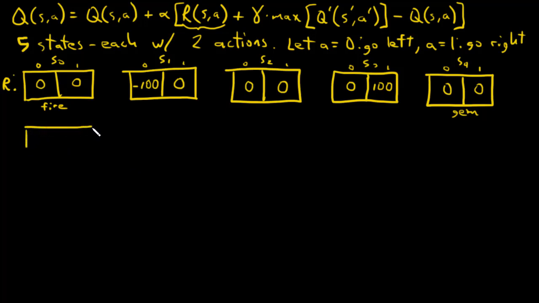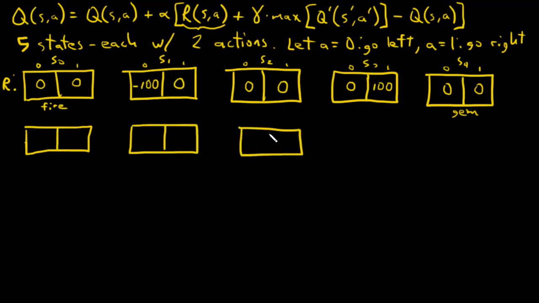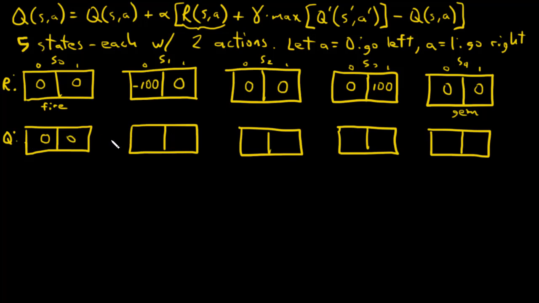So the Q table is going to look very, very similar. Alrighty. So we're going to initialize, this is going to be our Q table. We're going to initialize all values to start at zeros. 0, 0, 0, 0, 0, 0, 0, 0, 0, 0. Okay?